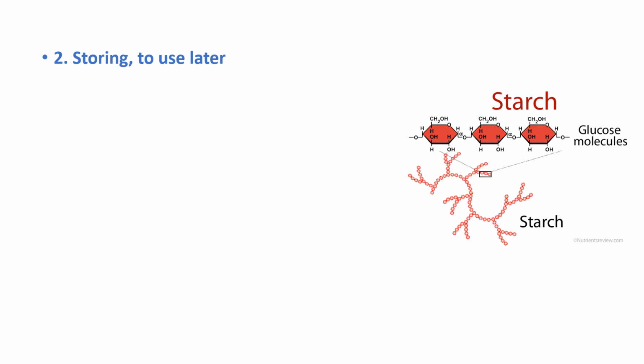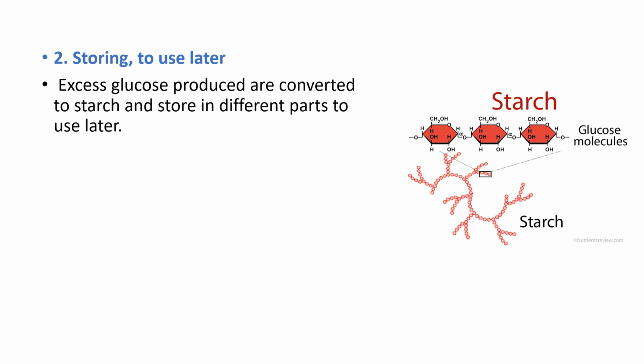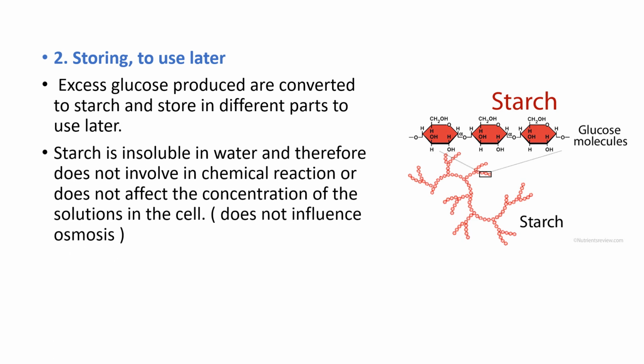Excess food made during photosynthesis should be stored in the plant to use later. Glucose is highly soluble in water, therefore it cannot be stored in the plant as glucose. Excess glucose produced is converted to starch and stored in different parts of the plant to use later. Starch is insoluble in water and therefore does not get involved in chemical reactions or affect the concentration of the solutions in the cell, which means it does not influence osmosis.